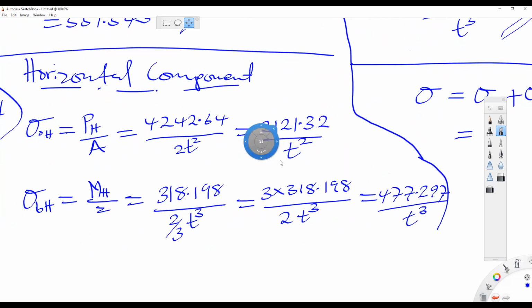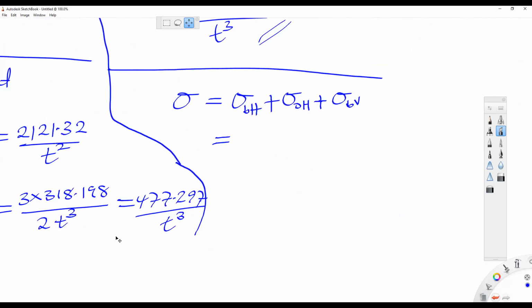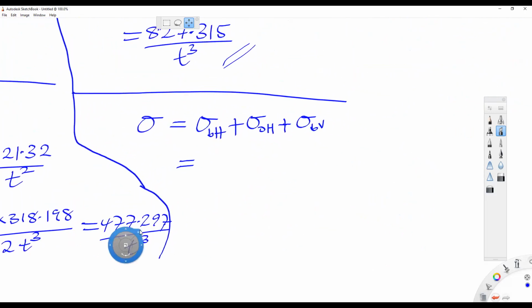That is this one. So 2121. Then the next one, BH, is that. So we have B naught and then sigma naught H, sigma BH. Then we have been able to determine the other one too here. So let's write them down.